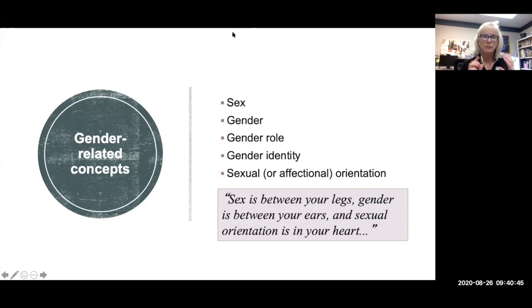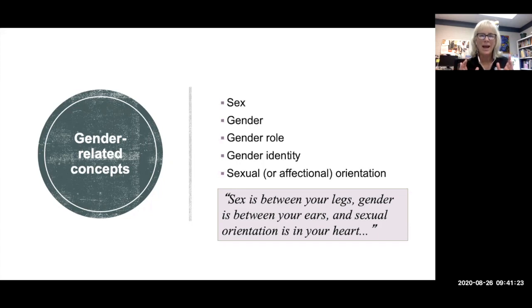So, for example, sex refers to the biological pieces. In particular, we're talking about chromosomes. What sex chromosomes does someone have? Gender, we're talking about the characteristics that are cultural in origin. So, think about the way that our culture influences how we see ourselves as male or female.